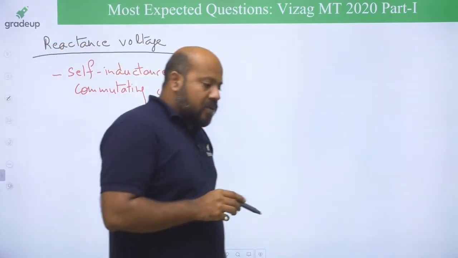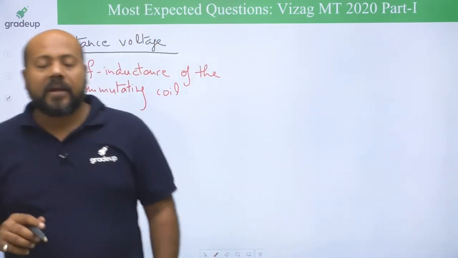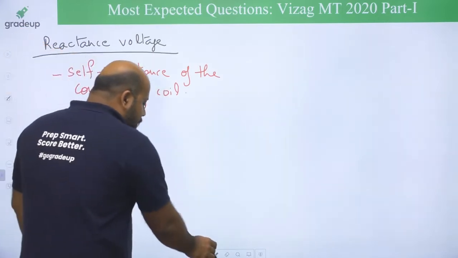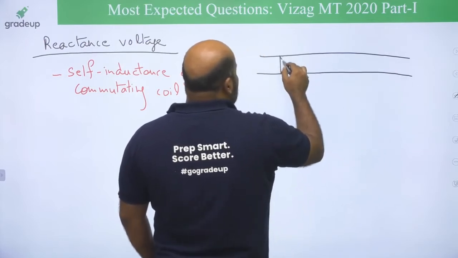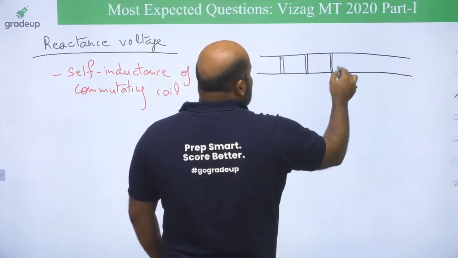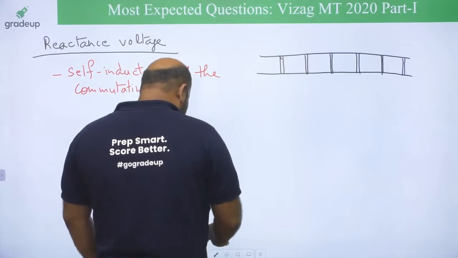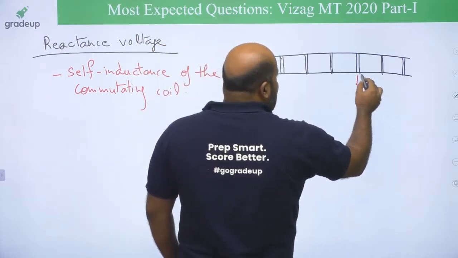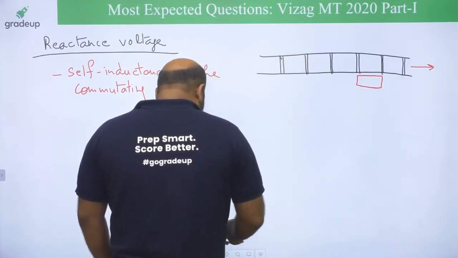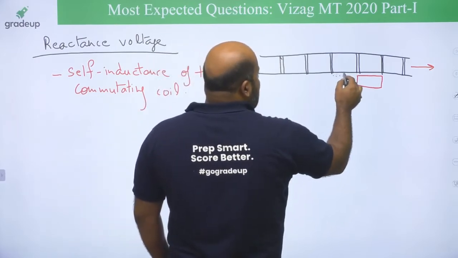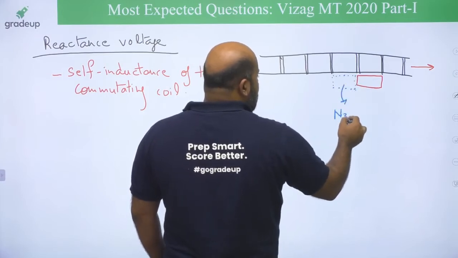Now, this reactance voltage which is induced in the commutating coil is going to be dissipated in the form of arc when the brush is going to move from one commutator segment to another commutator segment. This is your commutator segment. Yes or no? So the brush is initially supposed to be here at this place and the commutator is moving in this direction. After one commutation period, what is going to happen? This is going to be the new brush position.